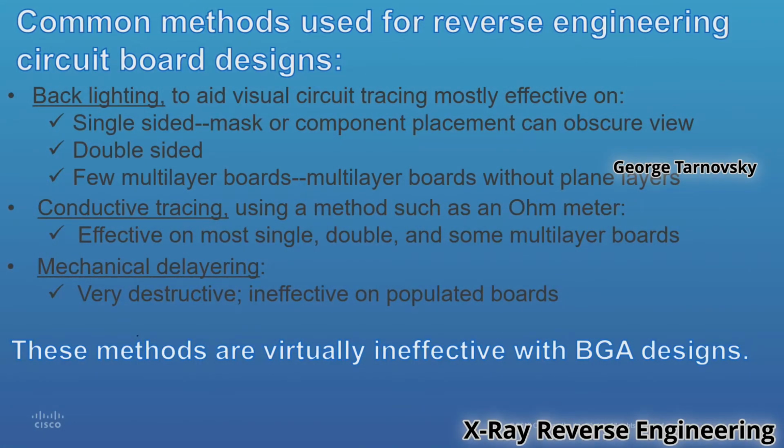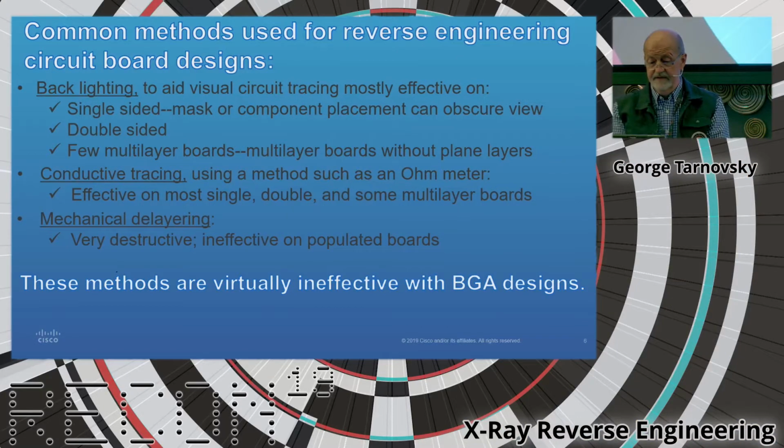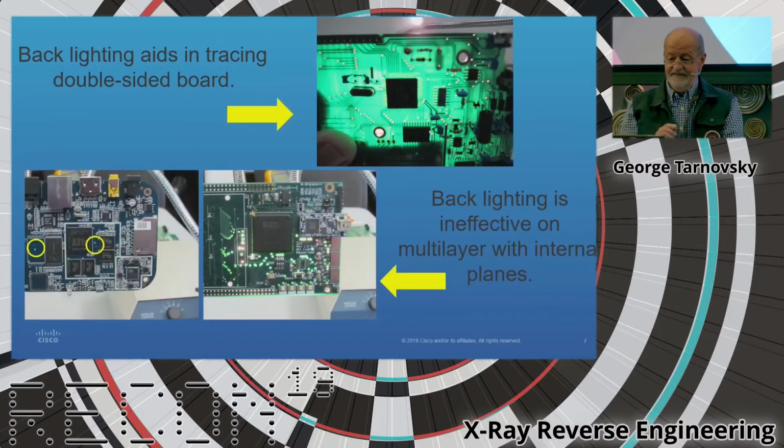So common methods of reverse engineering: you've got backlighting, as I just showed you, conductive tracing, and mechanical delayering. Backlighting works on everything except multi-layer boards with plane layers, where you're not going to see anything. Conductive tracing is a pretty tedious task with today's technology, where if you have a BGA, ball grid array, the pads may not go all the way through, so you don't see all the balls or pads, and you can't make contact to them. Mechanical delayering, which was shown here a couple of years ago, is totally destructive. You don't have anything left but a pile of dust when you're done, but it does work. So that's another method. I choose to use the X-ray, even though it's a little more expensive.